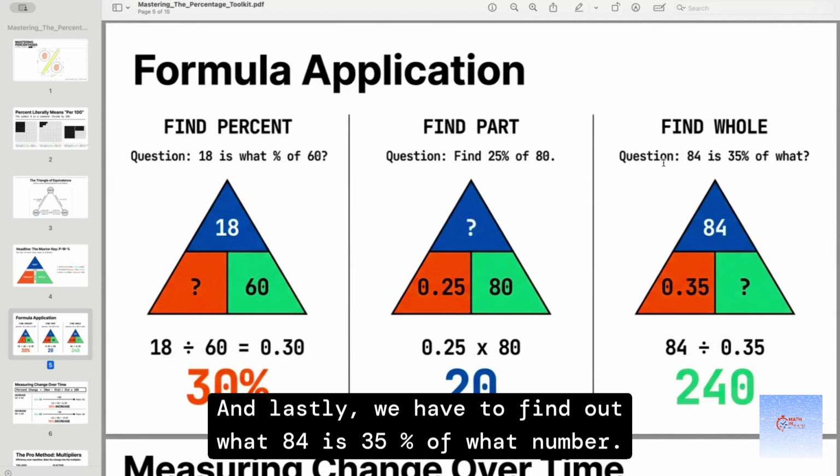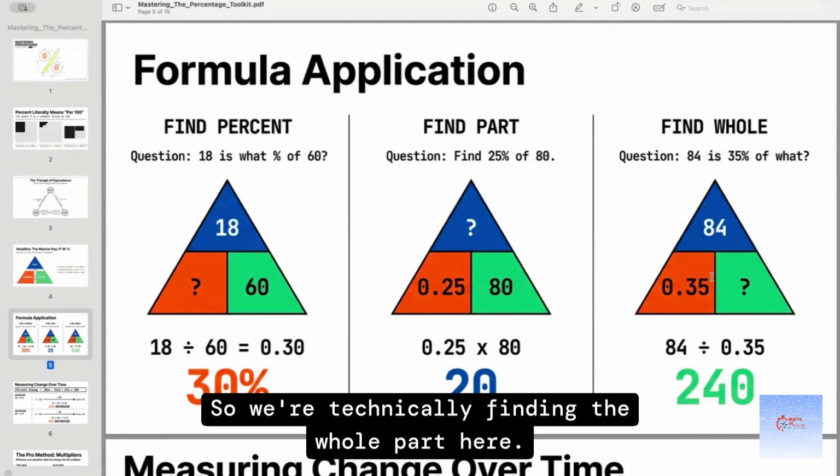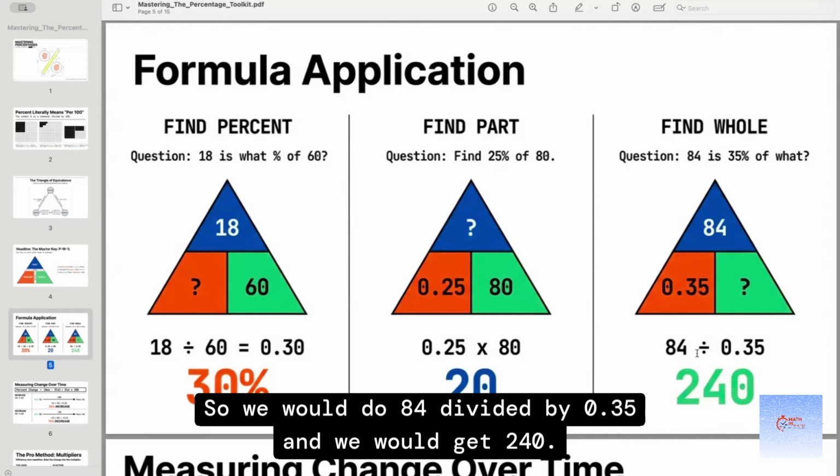And lastly, we have to find out what 84 is 35% of what number. So we're technically finding the whole part here. So we would do 84 divided by 0.35 and we would get 240.